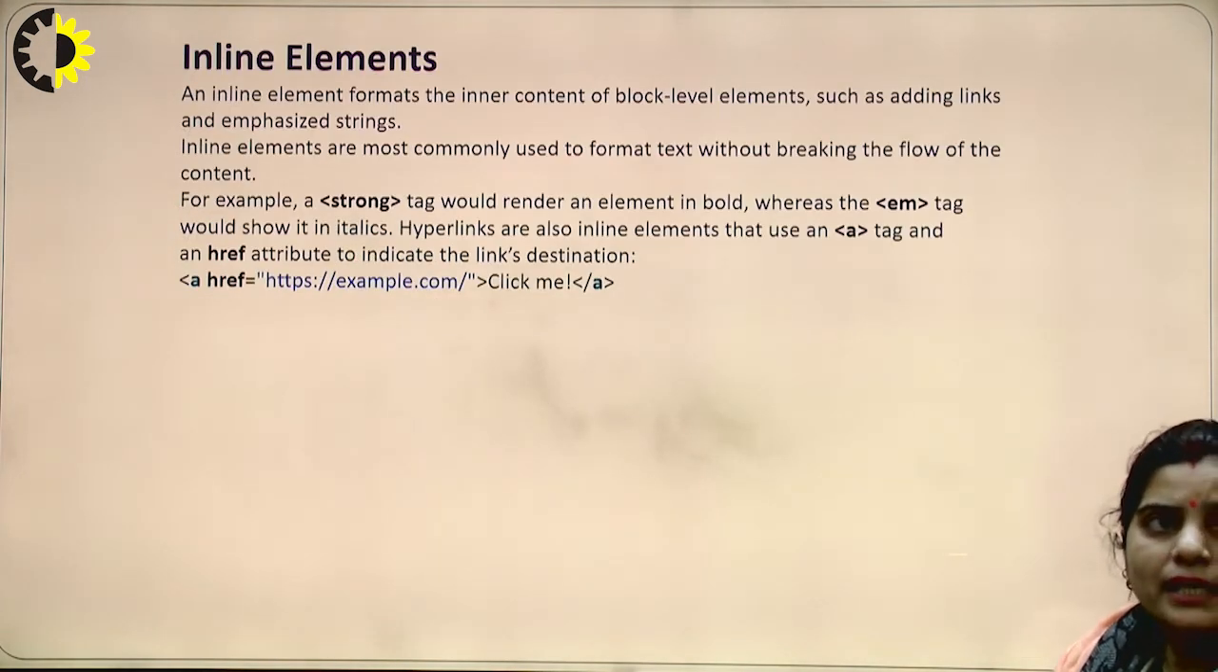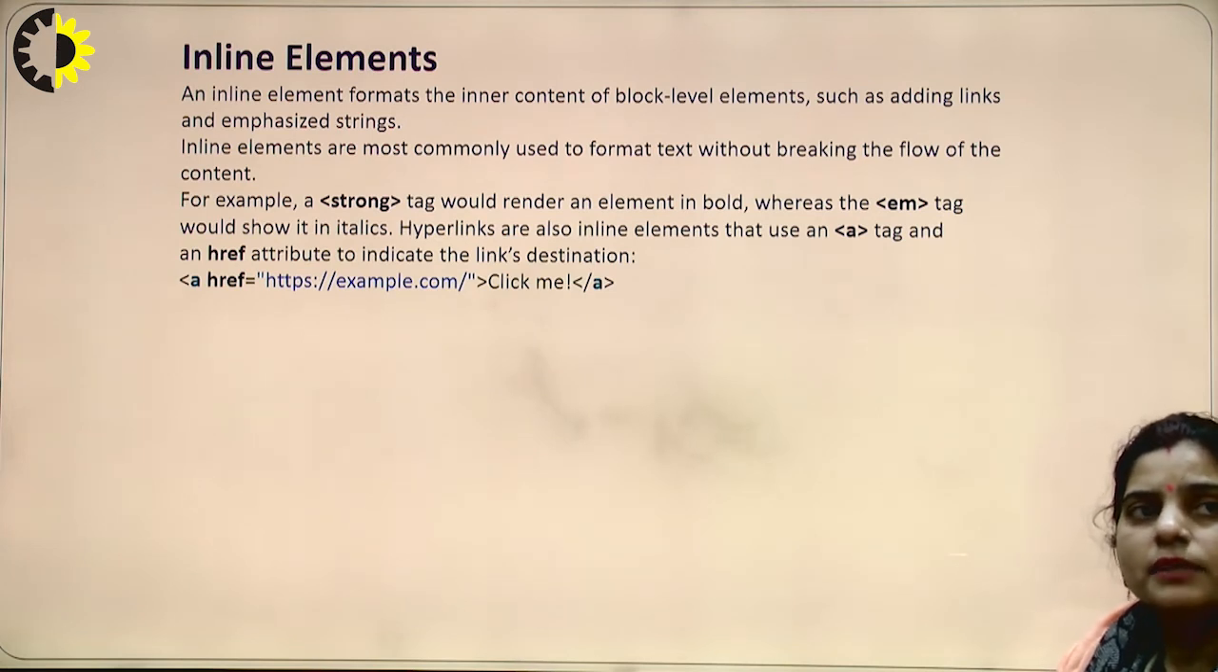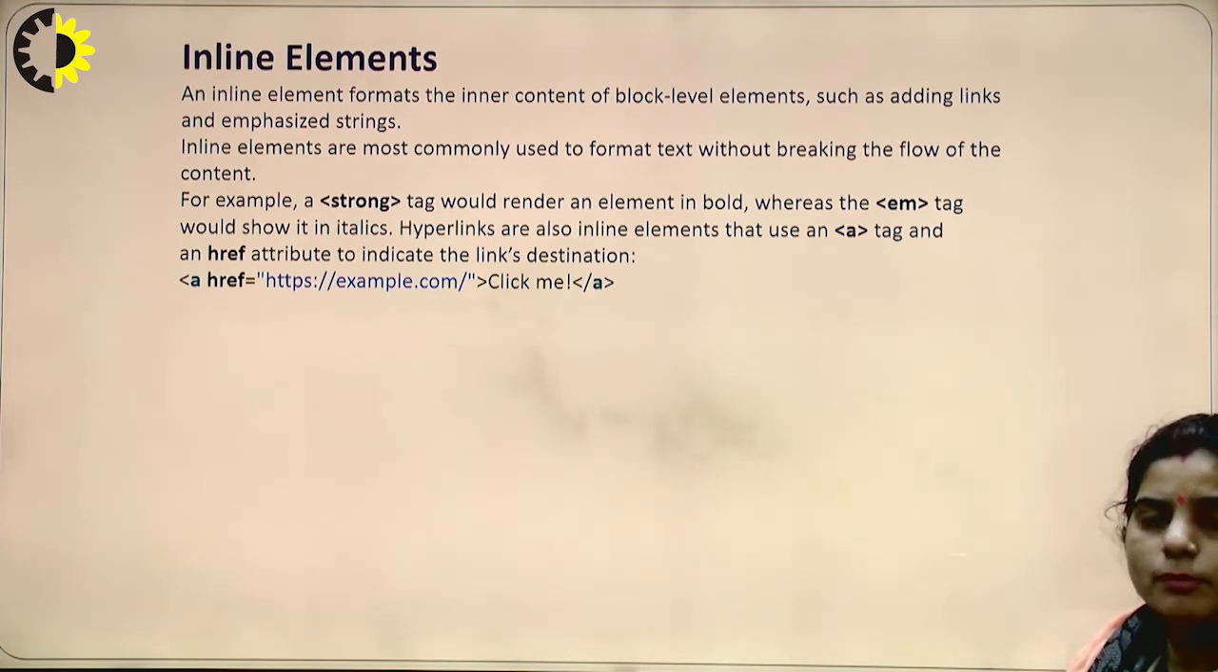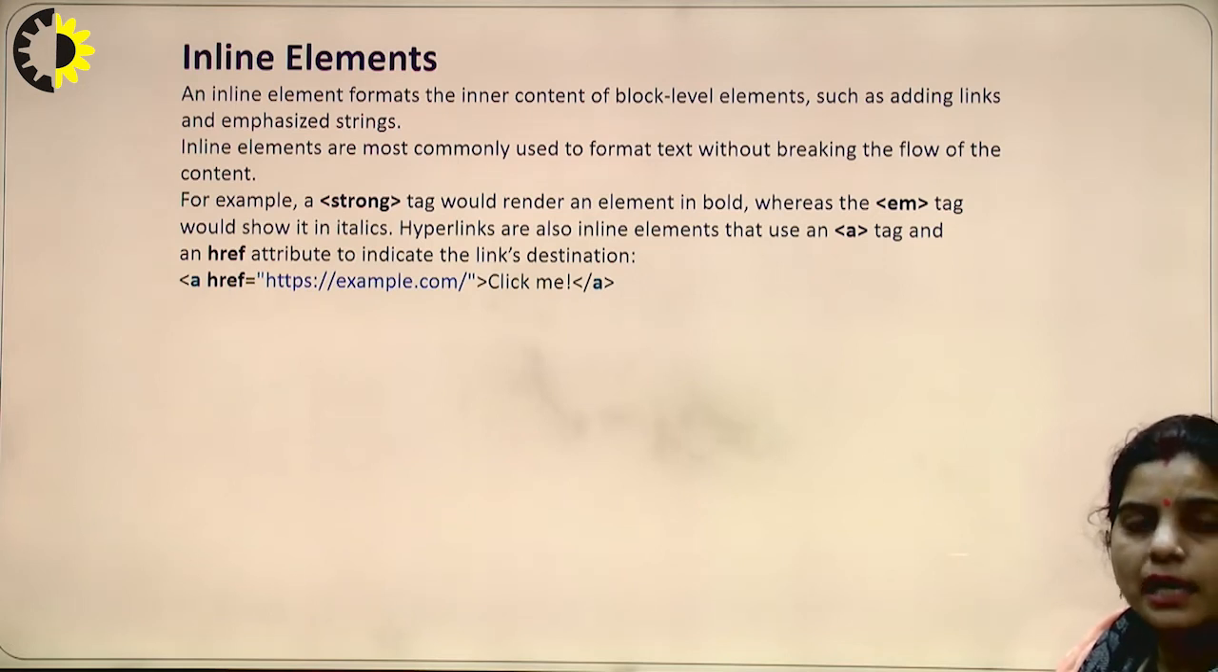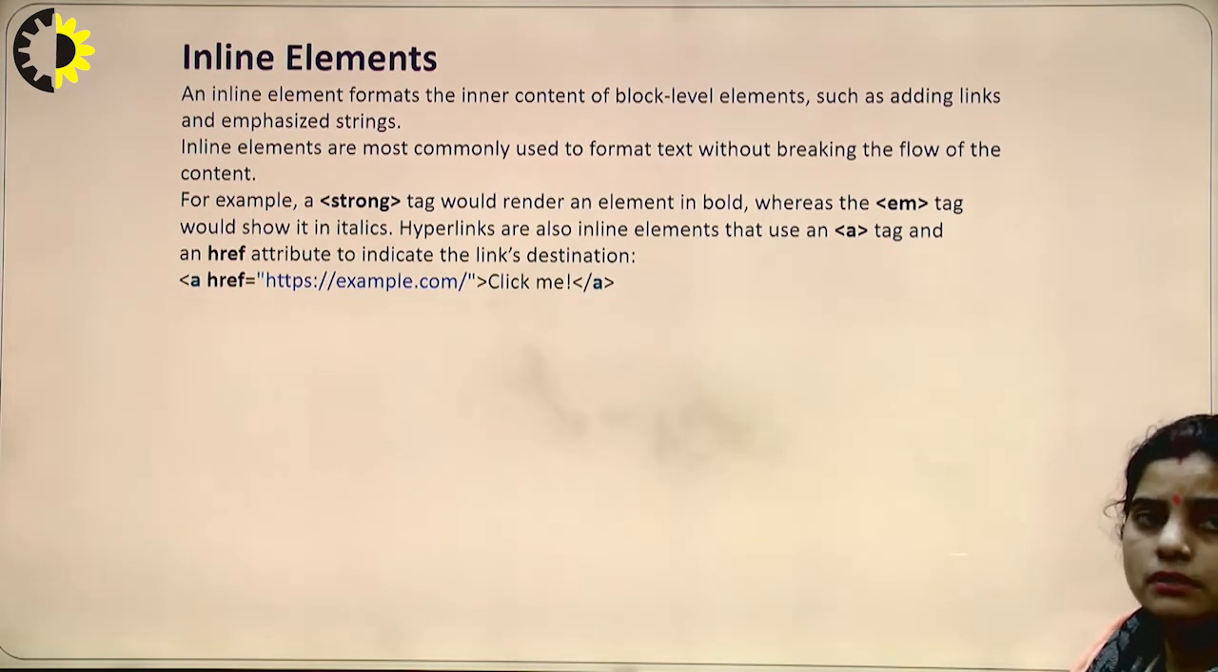Now, what are inline elements? Basically, inline elements format the inner content of block level elements, such as adding links and emphasized strings. They are most commonly used to format text without breaking the flow of the content. For example, a strong tag will render an element in bold, whereas the EM tag would show it in italics, and hyperlinks are also inline elements, which we use with the help of the anchor tag.